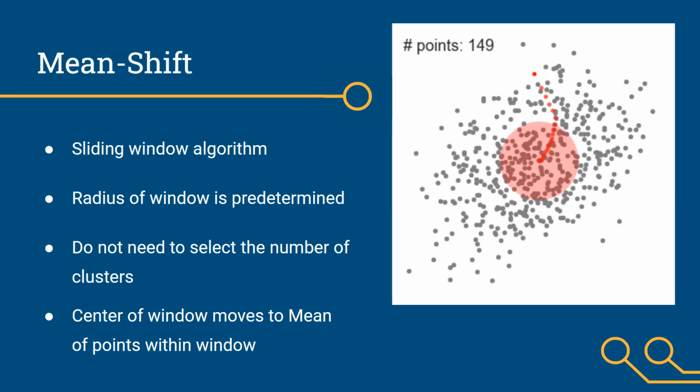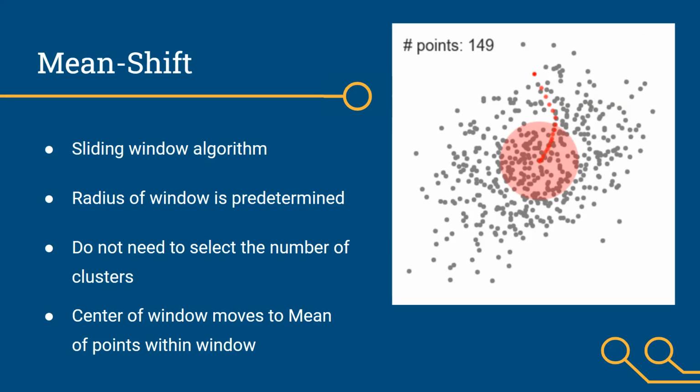So this is a sliding window algorithm. And the radius of this window is predetermined. So for all of these clustering algorithms, you need to predetermine something. For k-nearest neighbors, it's how many neighbors we're looking at. For k-means clustering, it's how many centroids we think there will be. And for mean shift, it's how big of a window we're looking at.